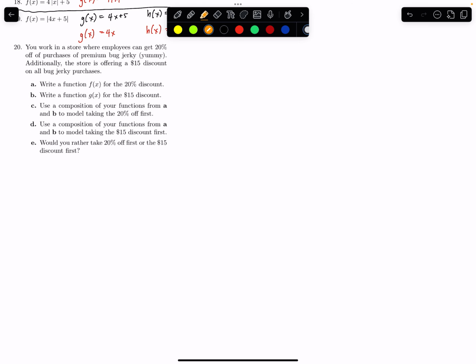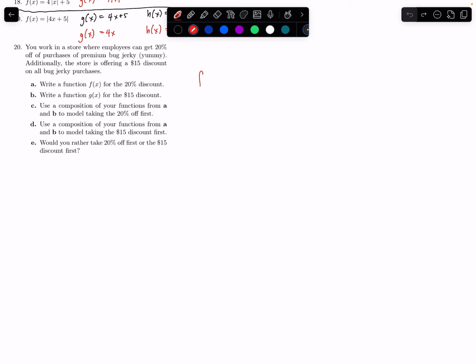Okay, number 20. You work in a store where employees get 20% off of premium bug jerky. Yum. Additionally, the store is offering a $15 discount on all bug jerky purchases. Letter A, find or write the function for a 20% discount. What does 20% discount mean? 20% discount means you're paying 80%, right? So f of x is simply 0.8x. That's the function for a 20% discount.